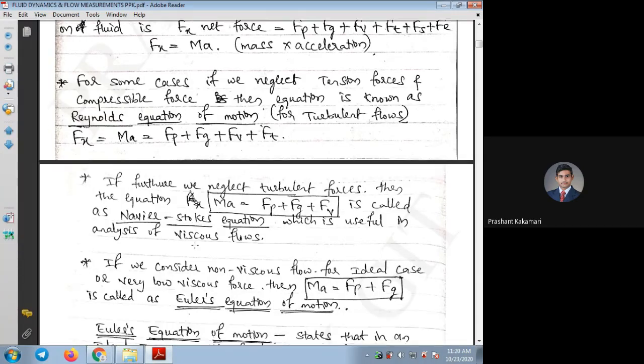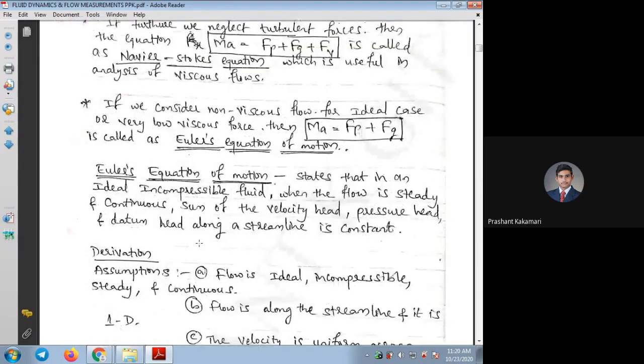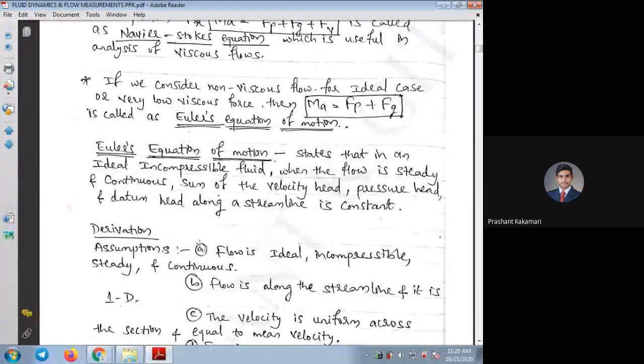Okay, now coming to Euler's equation. Euler's equation of motion states that in an ideal incompressible fluid, because we are not considering compressibility, surface tension, viscous forces or turbulent forces, in ideal conditions, like water, when the flow is steady and continuous, the sum of the velocity head, pressure head, and the datum head along a streamline is constant. So this is the definition given by Euler.